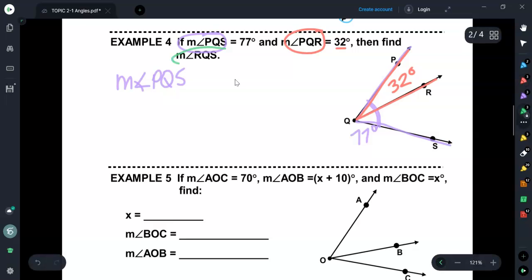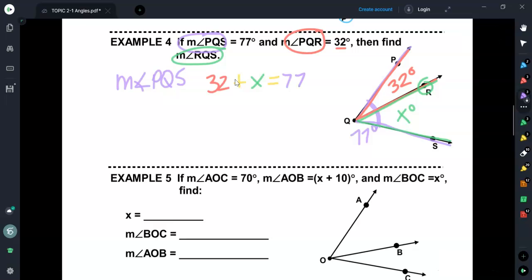So find the measure of angle RQS, which is from R to Q to S, which is this guy right here. So you can see why I wrote the 77 on the outside, because it would have gotten in the way. So the angle addition postulate, remember, says I've got a point in the interior, the two smallers add up to the bigger. So I know that 32 plus x is going to equal 77.